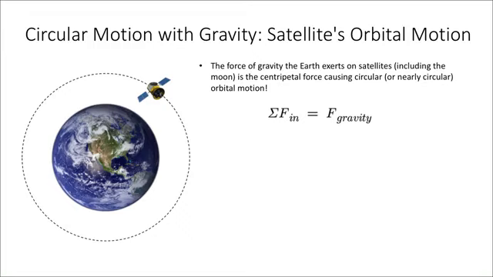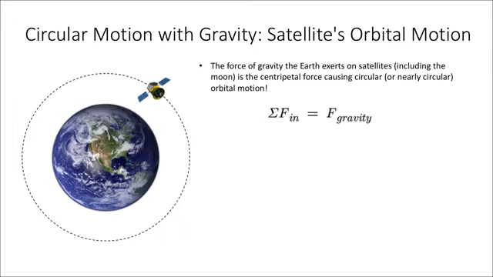Now, it turns out that gravity also acts as a centripetal force in many cases, or a force causing circular motion. The orbit of satellites around our planet can be considered an example of circular motion, where the force that the Earth exerts on the satellite is the centripetal force, or the force causing the motion in a circle. And this goes far beyond just our Earth and satellites.